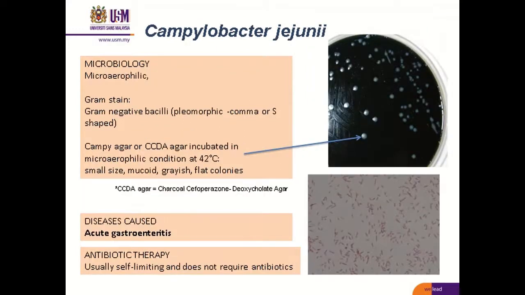Next, we go to Campylobacter jejuni. It is a microaerophilic organism. On gram staining, we can see gram-negative bacilli, pleomorphic, comma or S-shape. And on Campy agar or CCDA agar, incubated in microaerophilic conditions at 42 degrees Celsius, we can see small-sized mucoid grayish flat colonies. So it causes AGE, acute gastroenteritis, and for antibiotic therapy, it is usually self-limiting and does not require antibiotics.